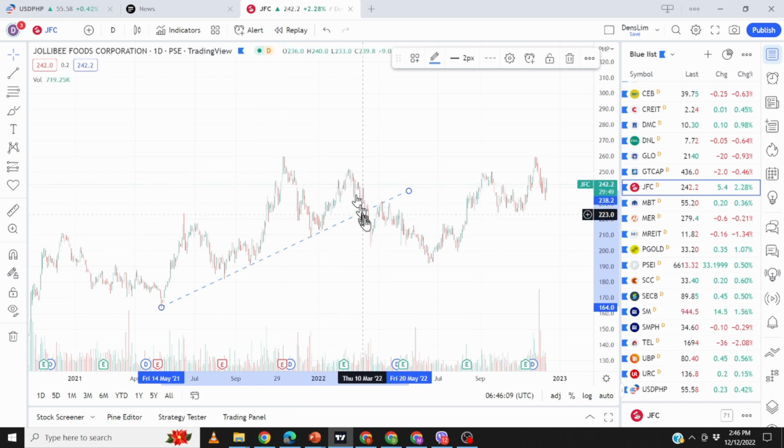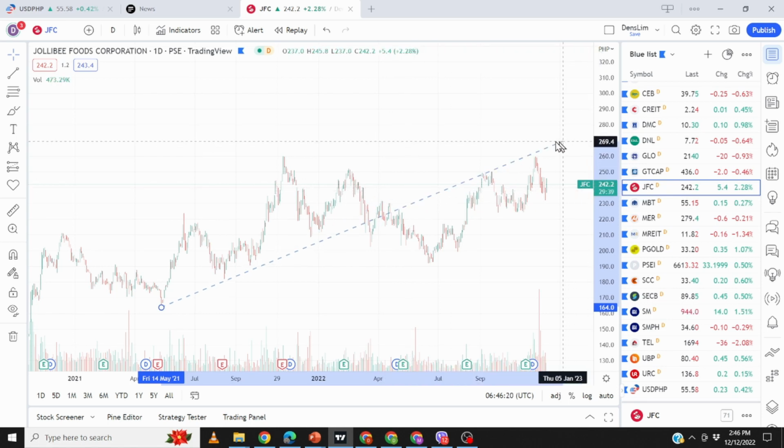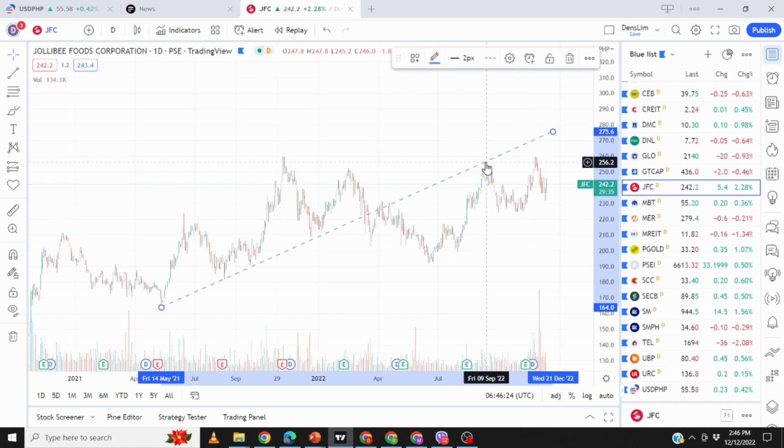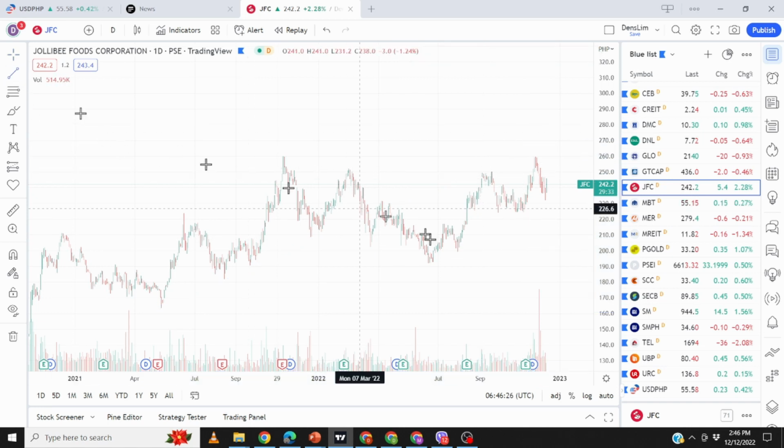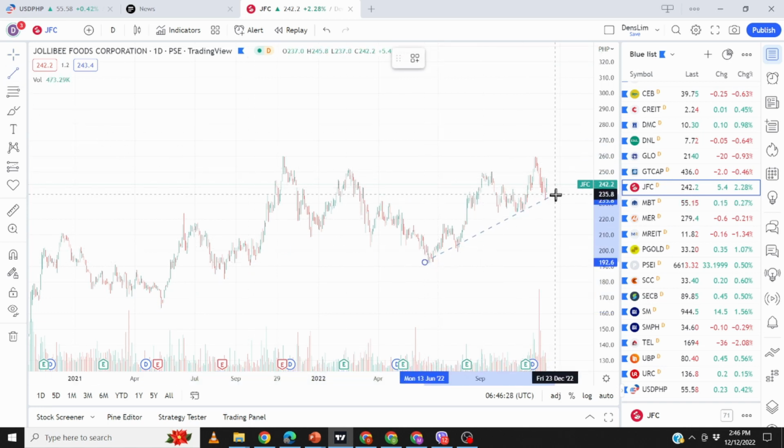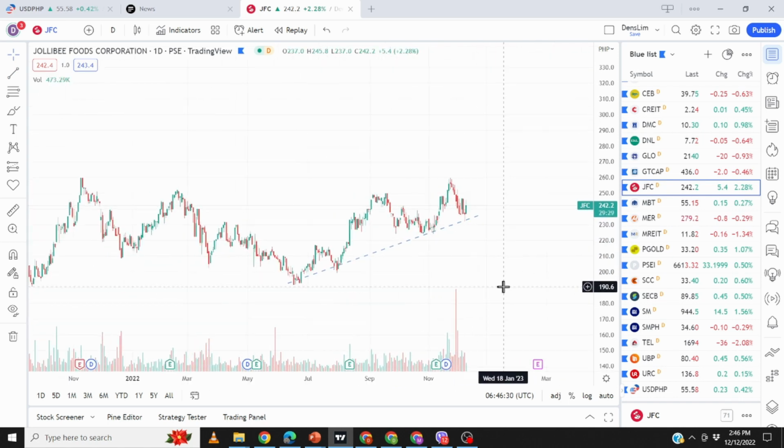Now when it broke this trend line support, we call this a trend line support, that became a resistance, right? So it's now resistance, more or less. It's acting as resistance, no? But we are getting another rally here, so we can draw another trend line here. So based on this trend line, is it time to buy or sell Jollibee, right?